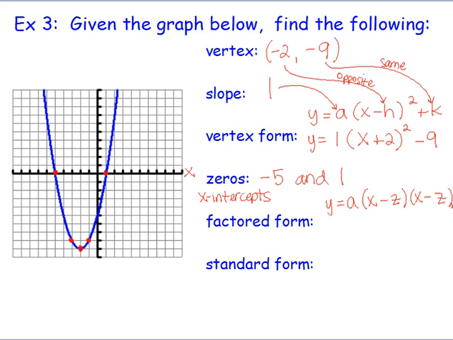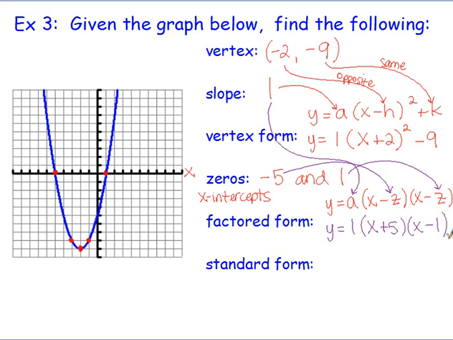So we know what a is. The a value from up here is the same a value down here. Then your zeros go there and there. So it looks like y equals 1 times x. Now, this right here is the same as this up here. It's the opposite. So the opposite of -5 is +5. And the opposite of +1 is -1.